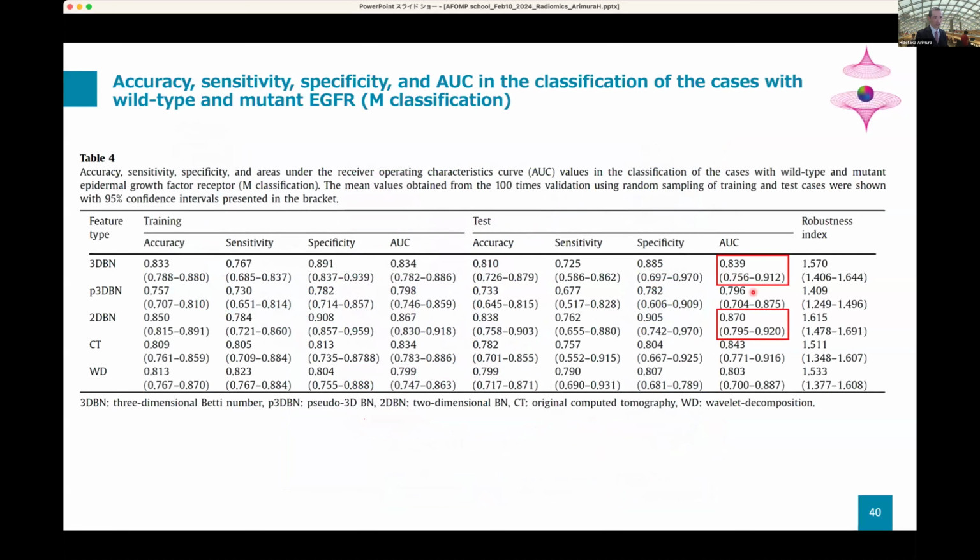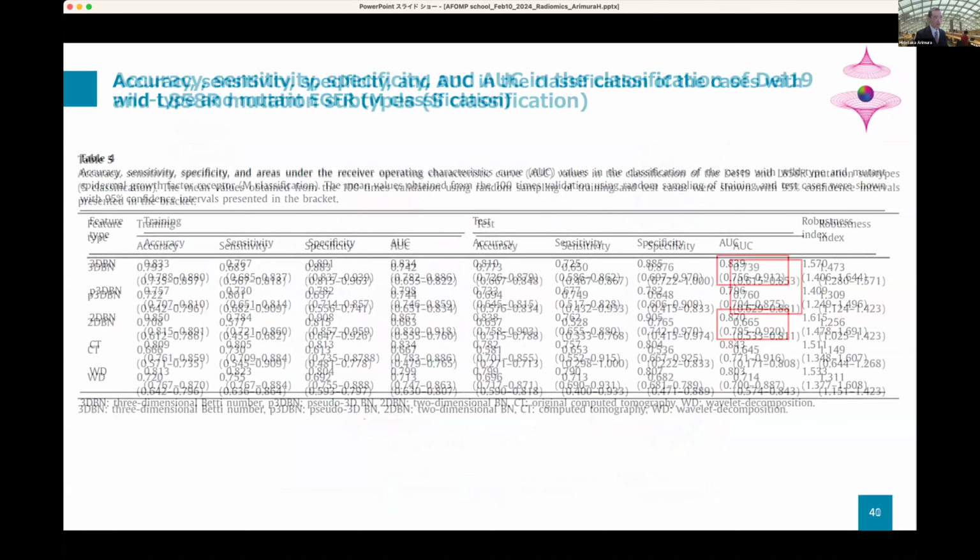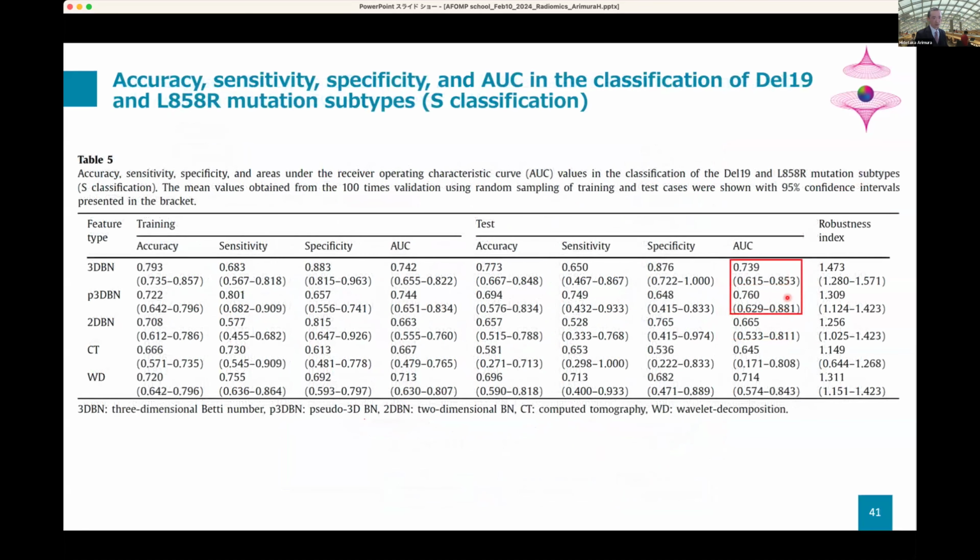AUC, this is the test result. AUC was 0.839 or 0.87 by using three-dimensional batch number or two-dimensional batch number. And for subtype classification, we have this result, 0.739 or 0.76. These were higher than conventional study.